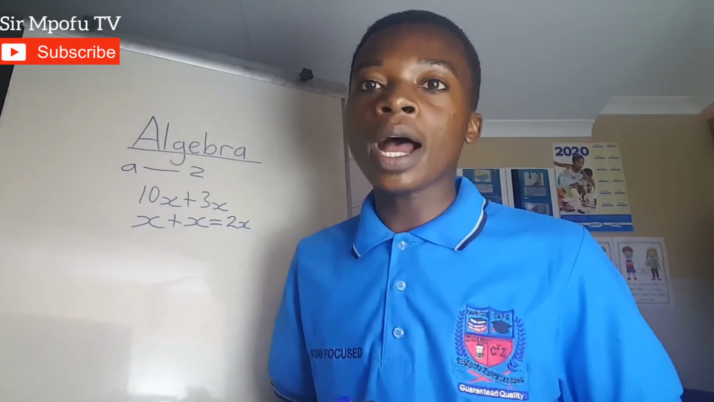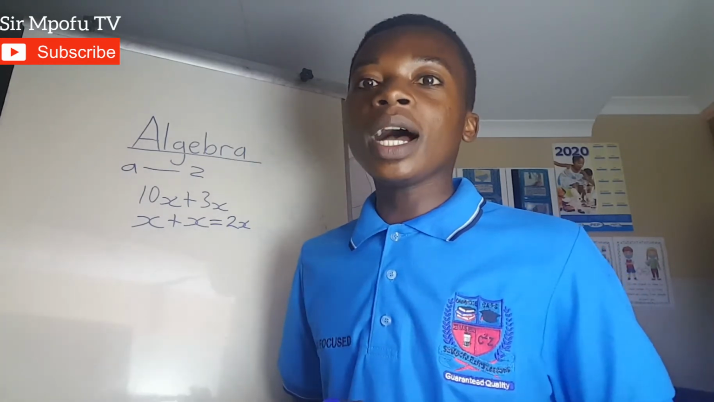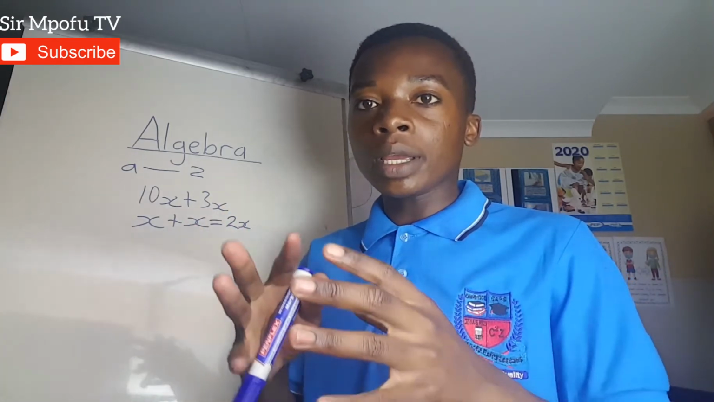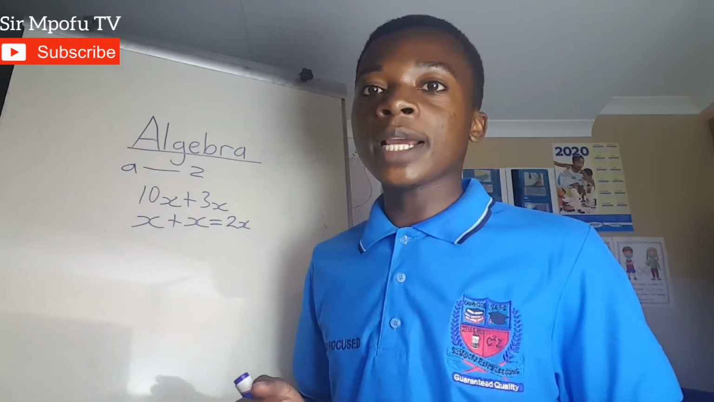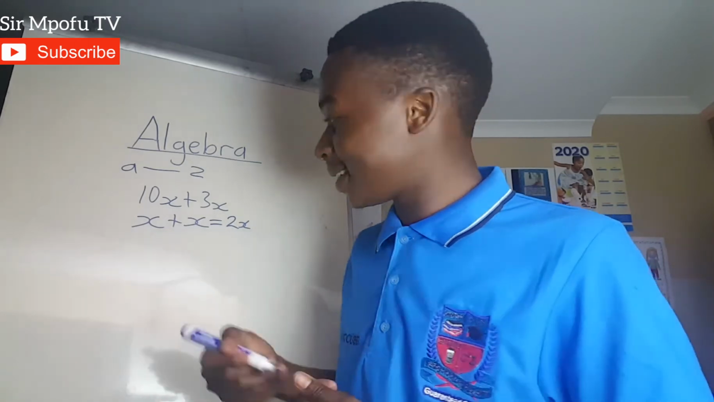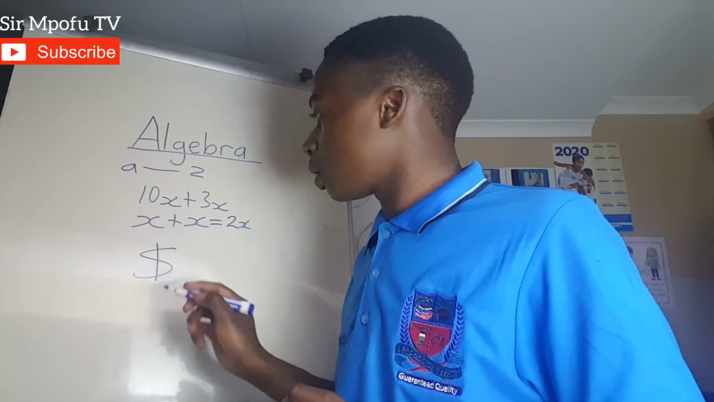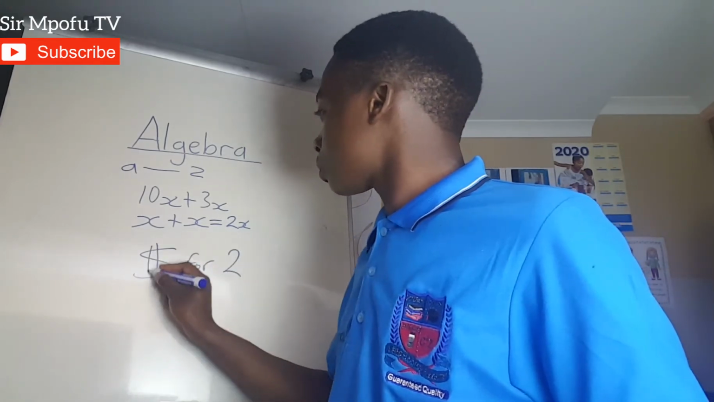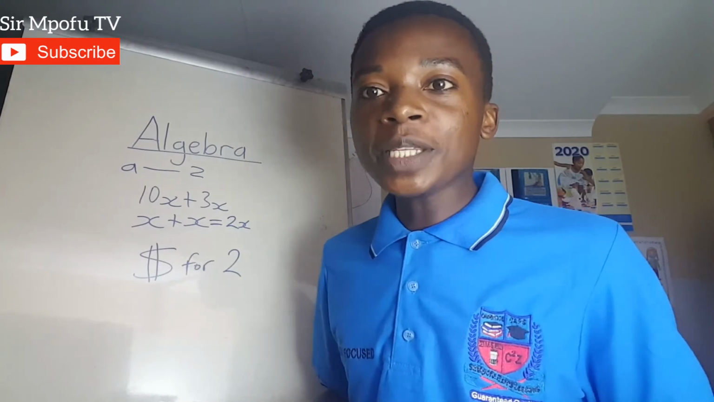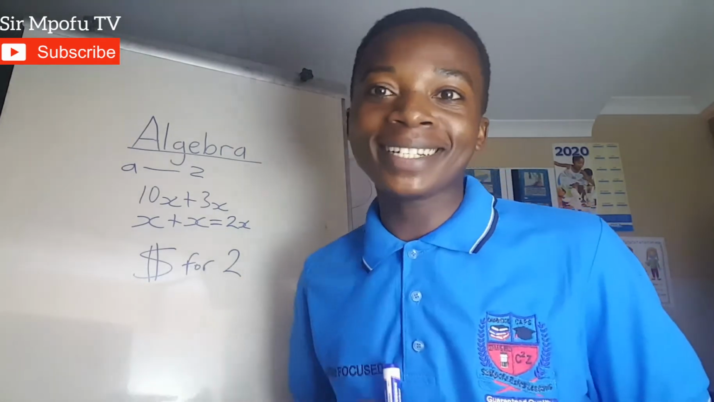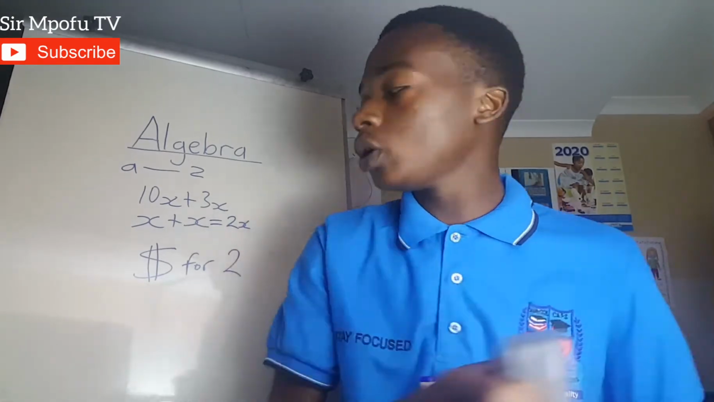I'm going to use a real life situation to explain this. If you see a post or an advertisement written, let's say, bananas for 2, what does this mean? It means bananas $1 for 2. But where is the 1? It's there, but you just can't see it. Okay, I hope that you understand it.